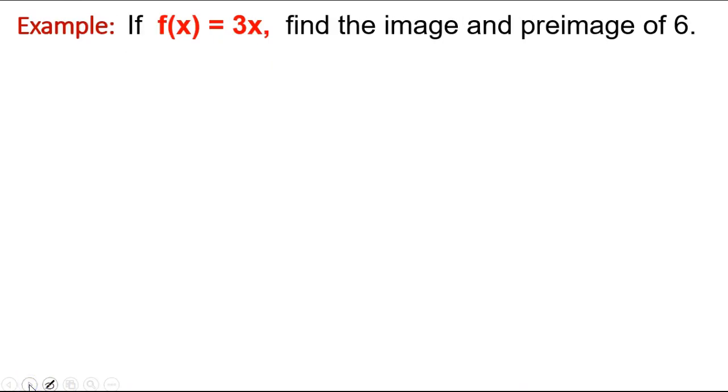All right. Now, let's solve this problem. If f of x is equal to 3x, find the image and pre-image of 6. Now, 6 is playing double roles here. You use 6 as the image and as the pre-image at the same time. So let's do one at a time. The pre-image, just the input, is x, and the image is 3x. So let's find using x for pre-image first.